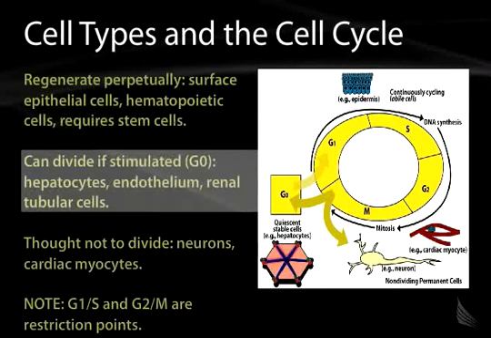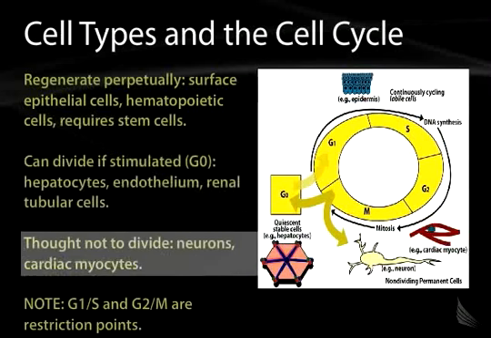There's other tissues that have stem cells that are quiescent in the G0 phase of the cell cycle. And these are cells that can divide only if they're stimulated to leave G0 and enter the cell cycle again. These are things like hepatocytes and endothelium and renal tubular cells, which are able to regenerate only under specific circumstances. Then there are other tissues in which the cells do not divide. There are no stem cells. They're completely post-mitotic. And these are things like neurons and cardiac myocytes. If those cells are damaged, they cannot regenerate and they have to be replaced by fibrosis.